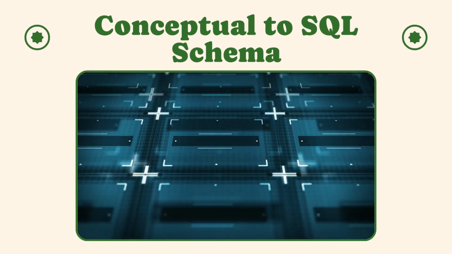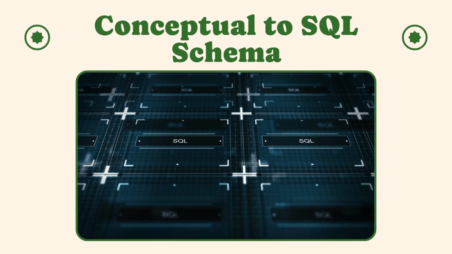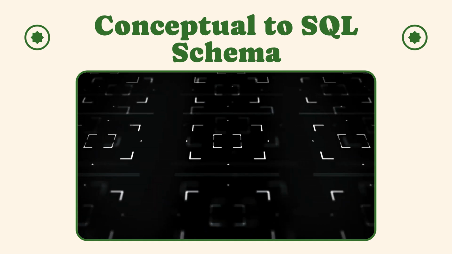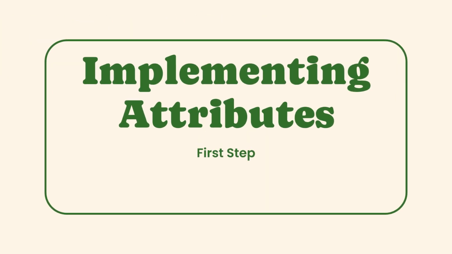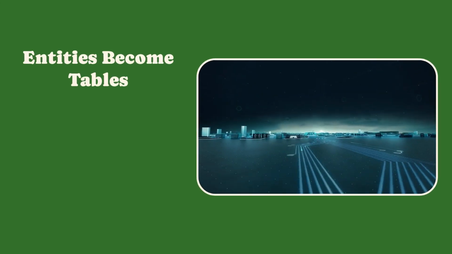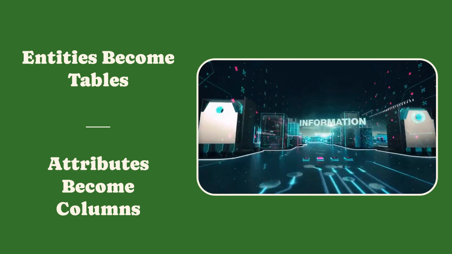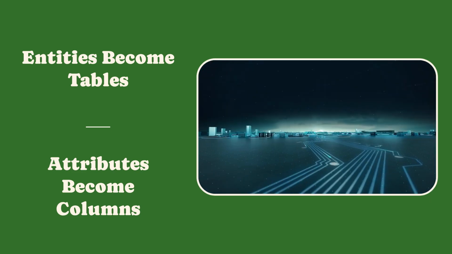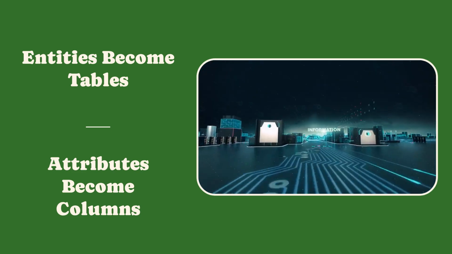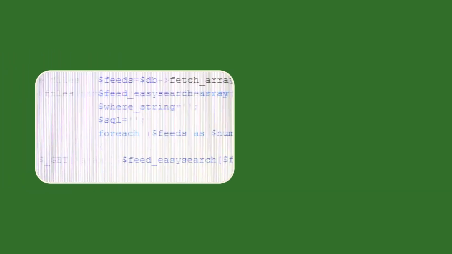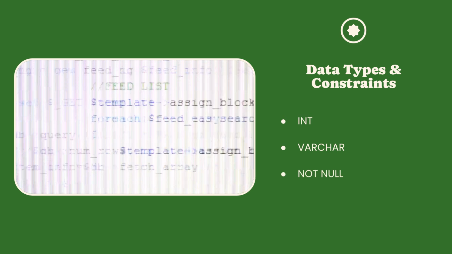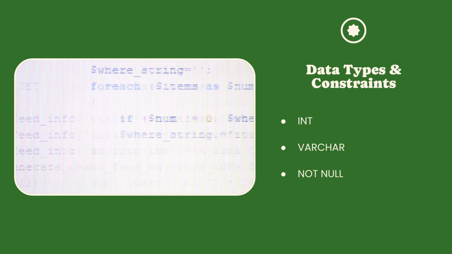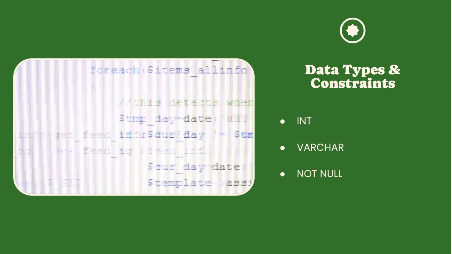Our journey begins by converting the conceptual entity relationship diagram into the physical structure of an SQL schema. The first major step is implementing attributes, where we define the building blocks of our tables. Conceptual entities like passenger or booking are converted into distinct database tables, and their descriptive attributes become the columns within those tables. Crucially, each new column must be assigned an appropriate data type, such as INT or varchar, and necessary constraints to maintain data integrity.